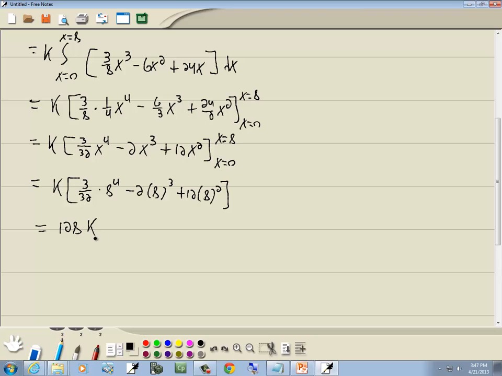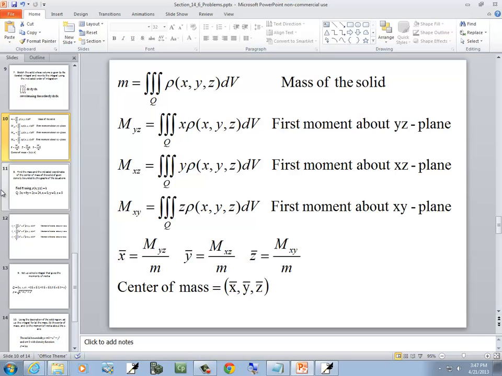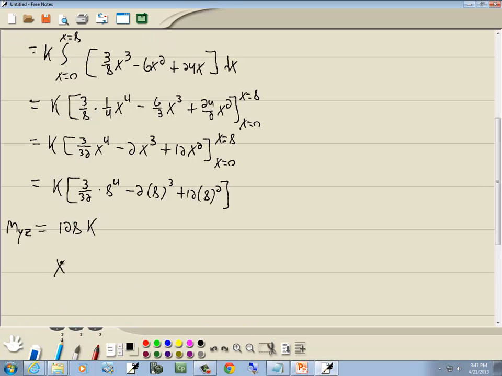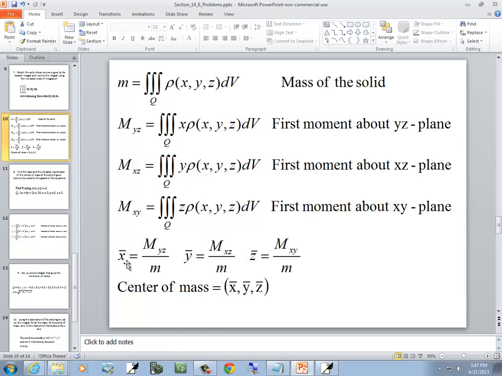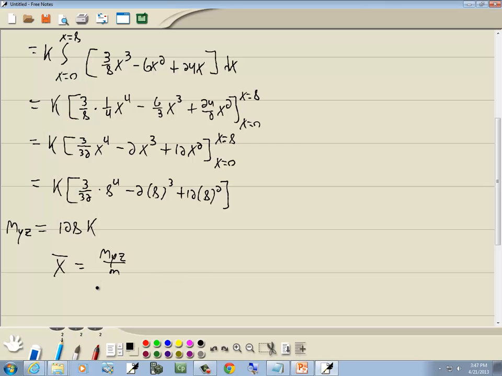So 128k. That's MYZ. Okay, what we're looking for then is x bar. So from our formula, x bar is equal to MYZ over little m. That's this one right here. Which is going to equal 128 over k over 64 over k. The k's cancel. 128 divided by 64 gives us 2. So that'd be what they're asking for, and the end of that problem.